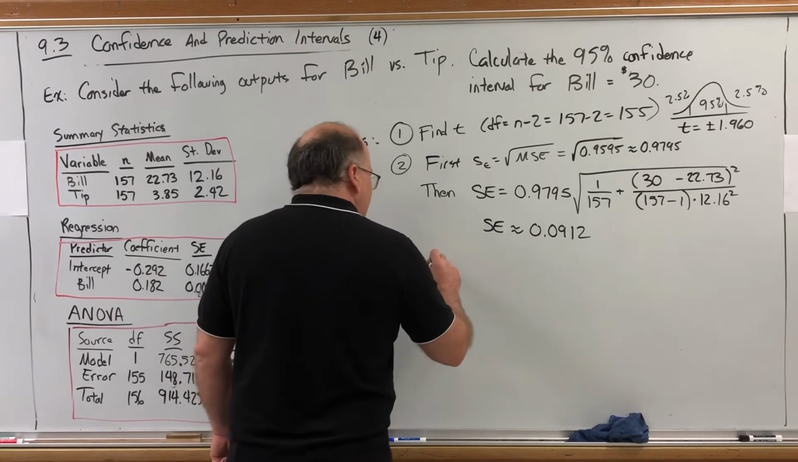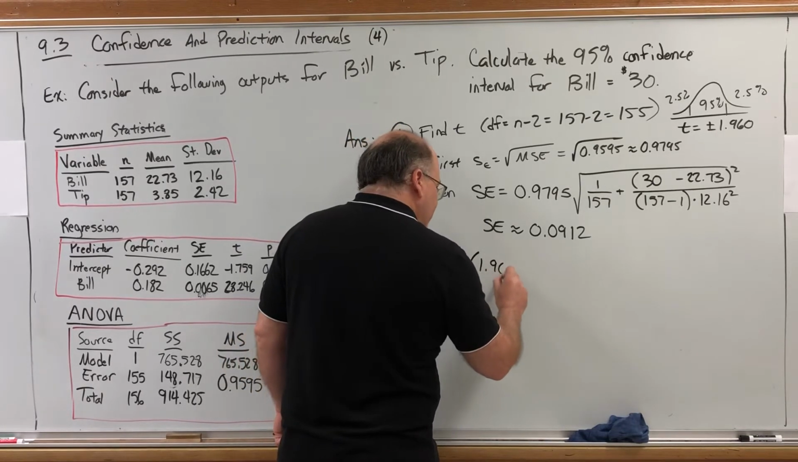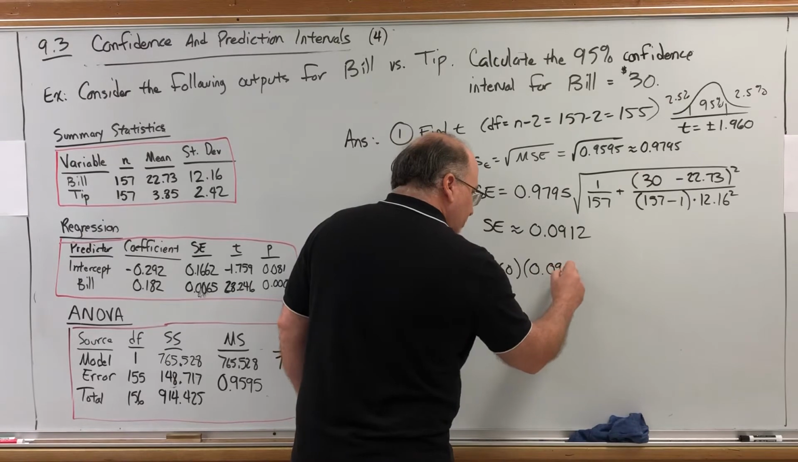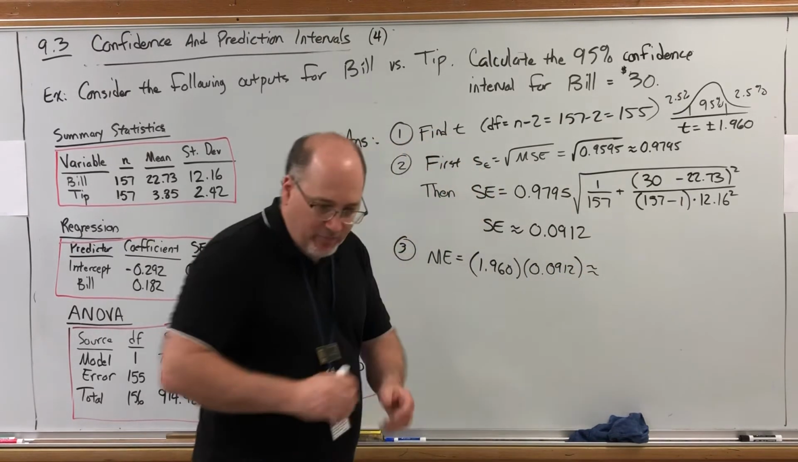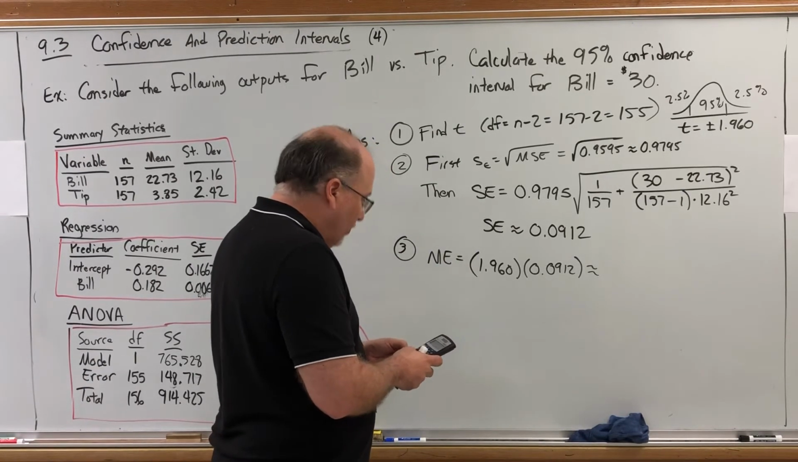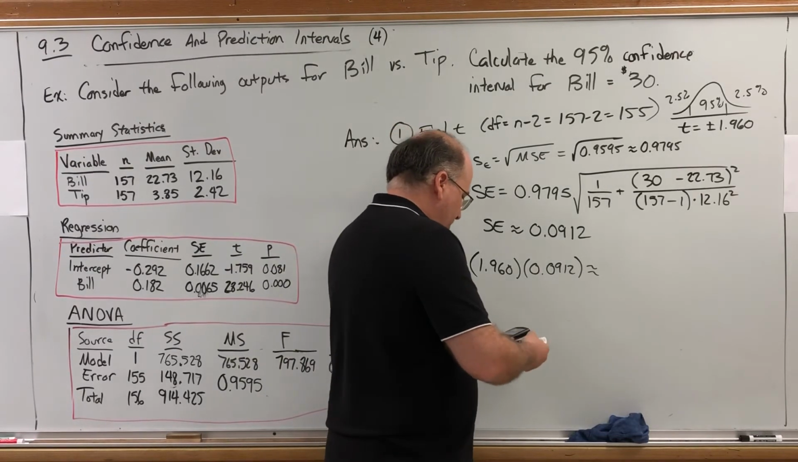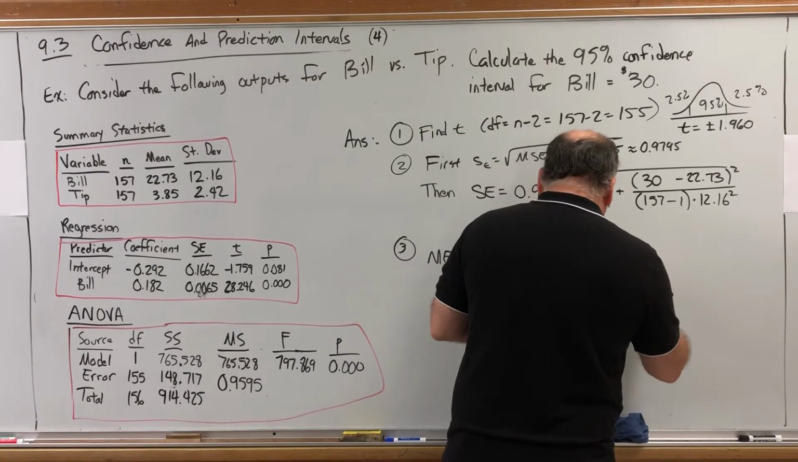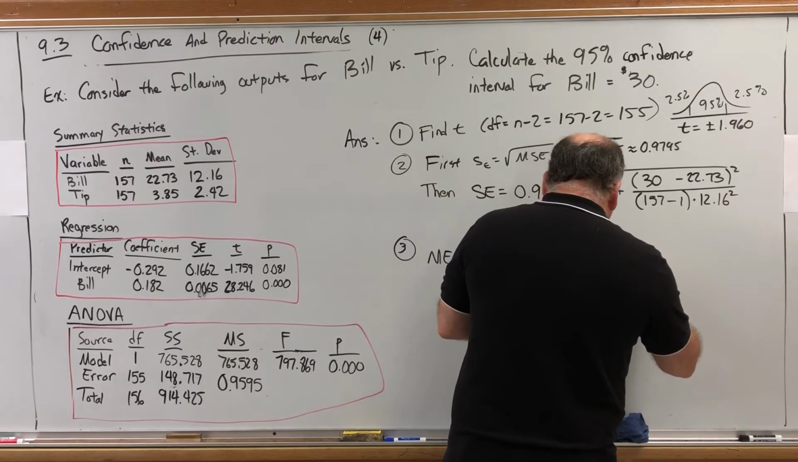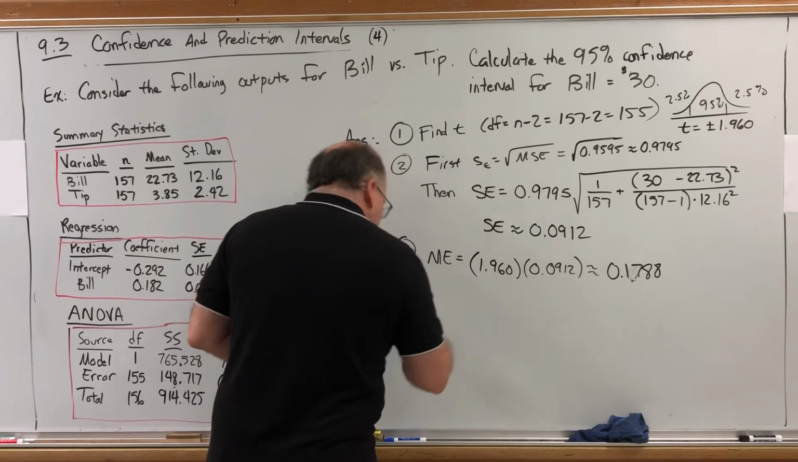All right, third step is to find the margin of error, which is the product of the first two answers. So the t was 1.960. The standard error was 0.0912. So if we multiply that and round it to 4 decimal places, times 0.0912, I get 0.1788. I can round, I promise I can. And so now we're ready to make our interval.